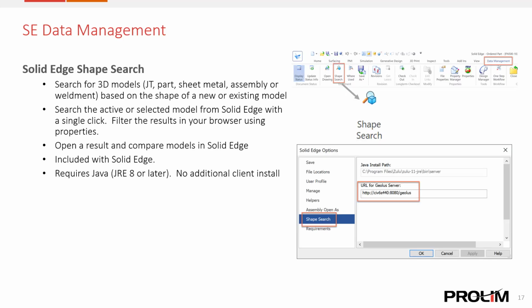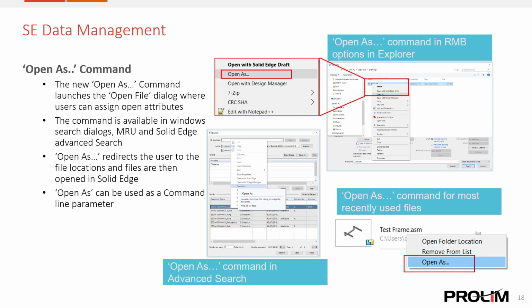And now we are going to get into the Solid Edge data management updates. We do have a new function that is called shape search. So we're going to search for 3D models based on the shape of a new or existing model. This is going to search the active or selected model from Solid Edge with a single click, and then you can filter the results in your browser using properties. This is included with Solid Edge, and then you can also open a result and compare those models inside Solid Edge. So a really powerful, really cool tool.